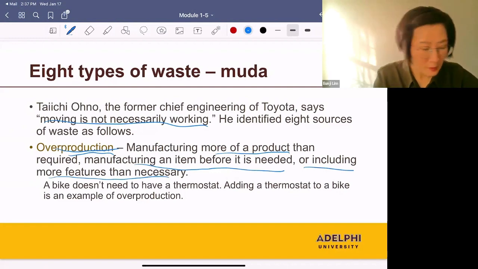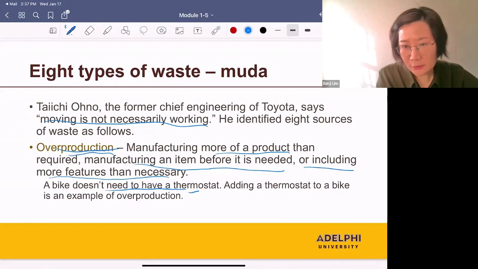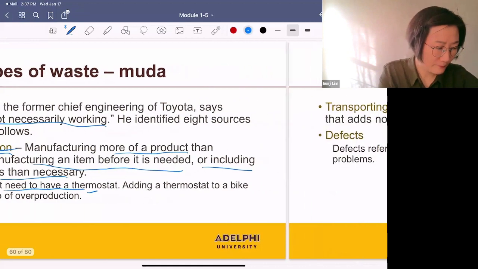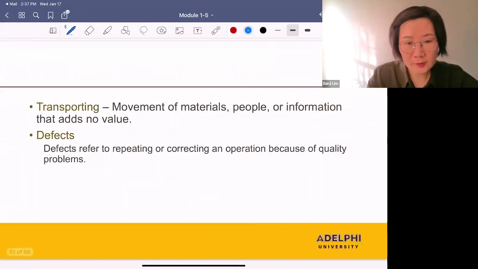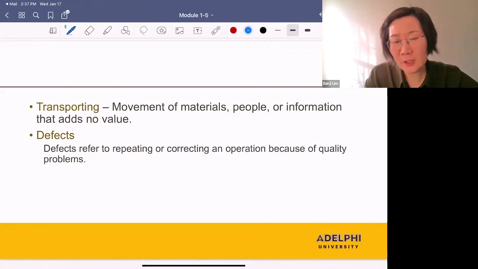For example, a bike doesn't have to have a thermostat, but adding a thermostat to a bike is an example of overproduction. Next, transporting is a waste. It includes movement of materials, people, or information that adds no value. Next, defects. Defects are also waste because once we find a defect, we need to throw out all the inventory that has the same defect.